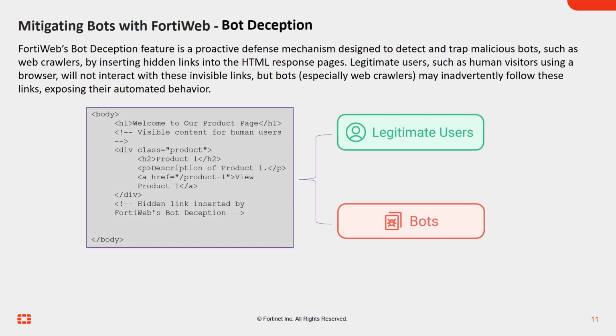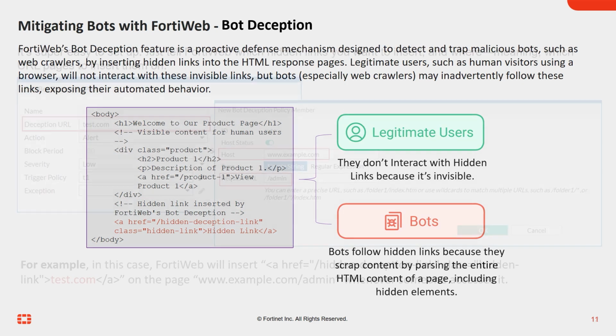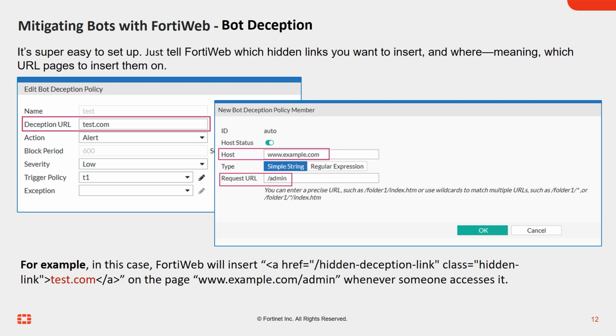FortiWeb's bot deception feature is a proactive defense mechanism designed to detect and trap malicious bots, such as web crawlers. It works by inserting hidden links into HTML response pages. Human users browsing normally will not see or interact with these invisible links. But bots, especially crawlers, may unknowingly follow them, revealing their automated behavior. Configuration is easy. Tell FortiWeb the hidden links you want to insert and on which URLs pages you want to insert it. In this example, FortiWeb will insert the hidden link on page www.example.com/admin whenever someone accesses it.